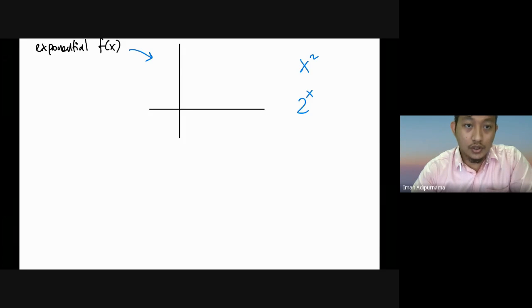Can we get the graph here? Let me check. Wait a moment.